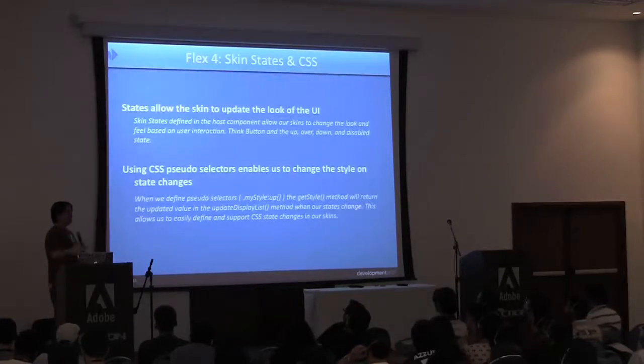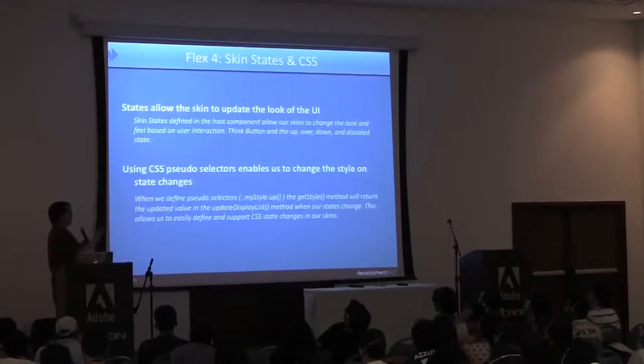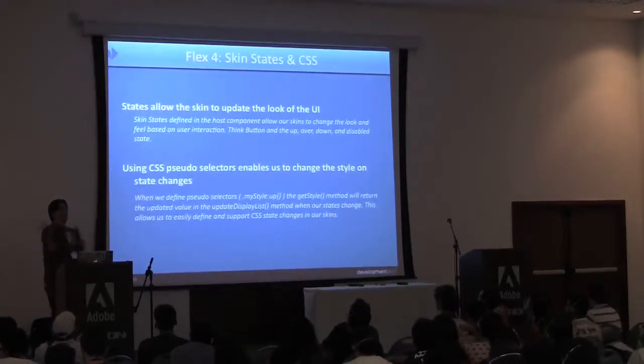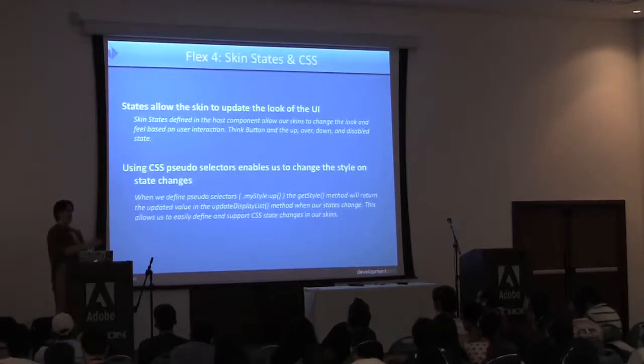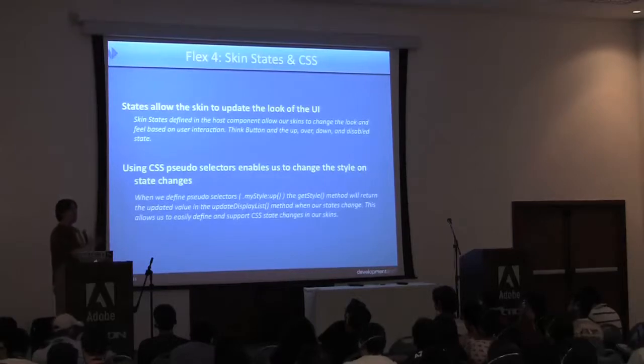If I'm creating a button skin, I need to know when my button's going from up to over to down so I can change the look, right? So let's say I want to fade my background from red to blue when the user rolls over, right? I need to know when that transition occurs. I need to know when the user's interacted with that.